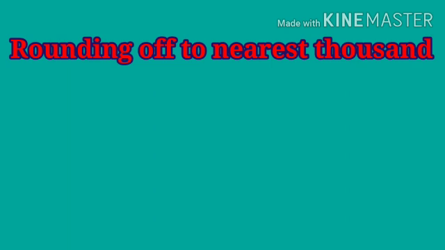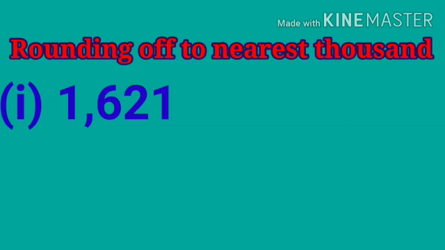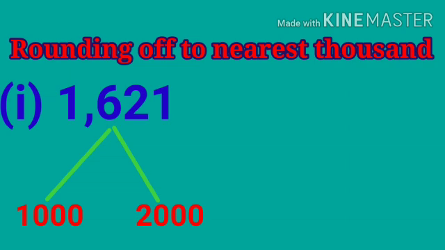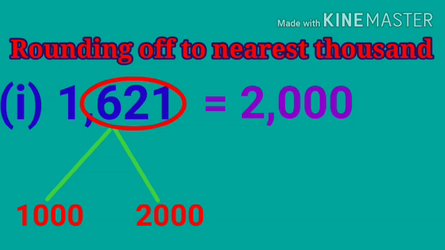Now moving to rounding off to the nearest thousands. Here is the number 1621. So we will round it off to 1000 or 2000. 1621 has 621, which is more than 500. So we will round it off to 2000.